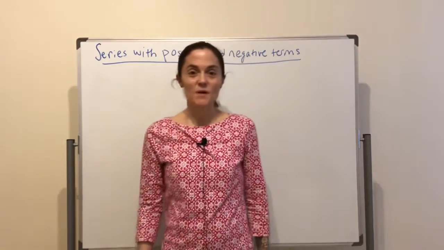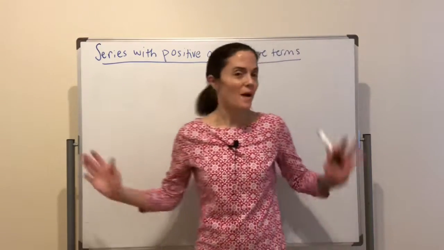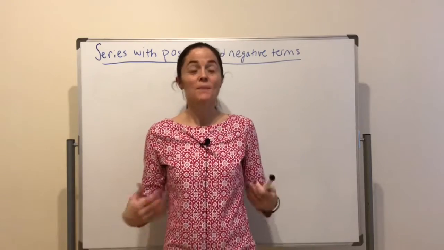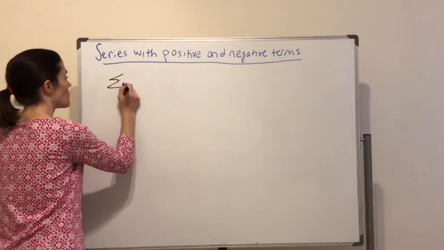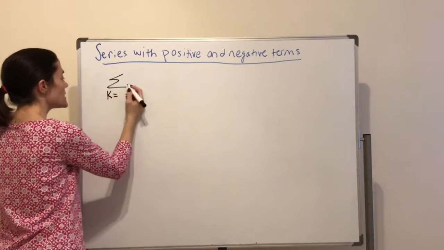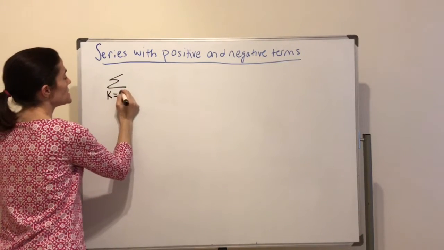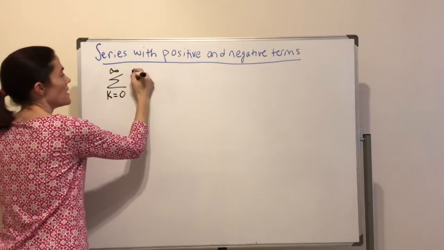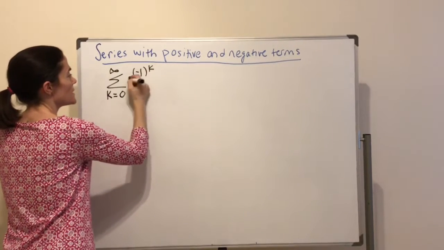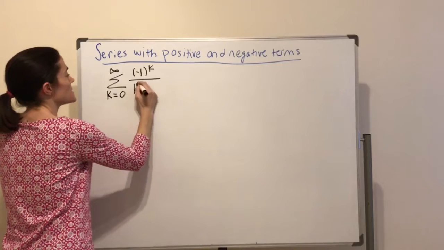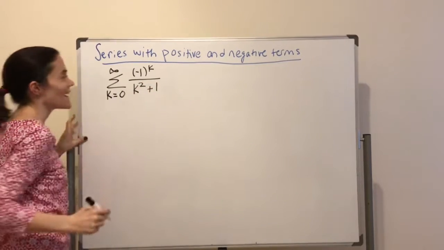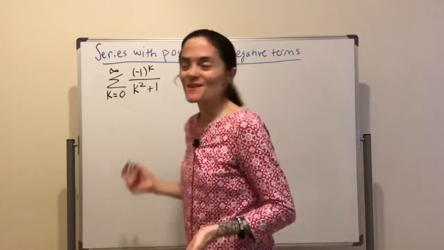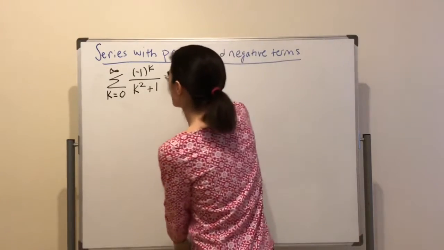Let's discuss when we have series that have both positive and negative terms potentially. And what's an example of this? Let's say the sum from k equals 0 to infinity of minus 1 to the k divided by, let's say, k squared plus 1. Okay? Well, let's write out some terms to see what we are looking at here.